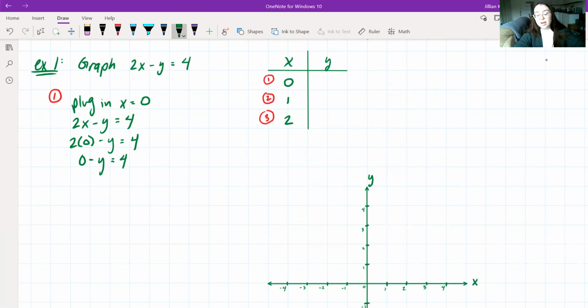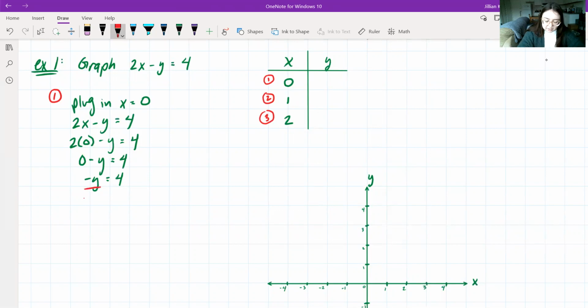And 0 minus y is just going to give us a negative y. We have negative y is equal to 0. We know that the property states that if we had a negative variable equal to some number, that variable is equal to the negative version of that number. Or we could go ahead and multiply each side by, let's say, -1 or divide by -1. Either way, we can still get rid of that negative in our variable.